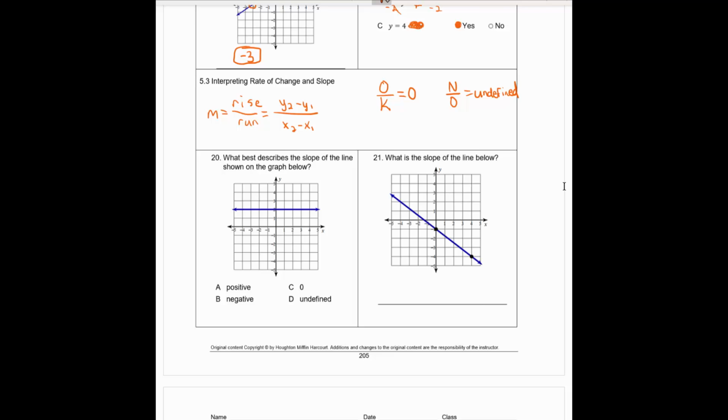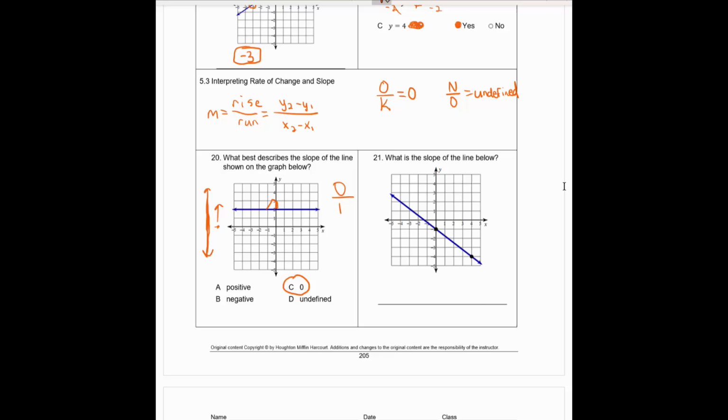So 20 says, what best describes the slope of the line shown on the graph below? Well, if I think about rise over run, it doesn't rise at all. It rises 0, and it runs, you can pick whatever number you want. It runs 1, it runs 2, it runs 3, it runs negative 10, but it does run. It's not a 0 on bottom, it's just a 0 on top, and so that is 0. An undefined slope would be a vertical line. Let's pretend this is a straight line. A vertical line is undefined because then it's all rise and no run, and so that makes there be a 0 on bottom instead of on top.